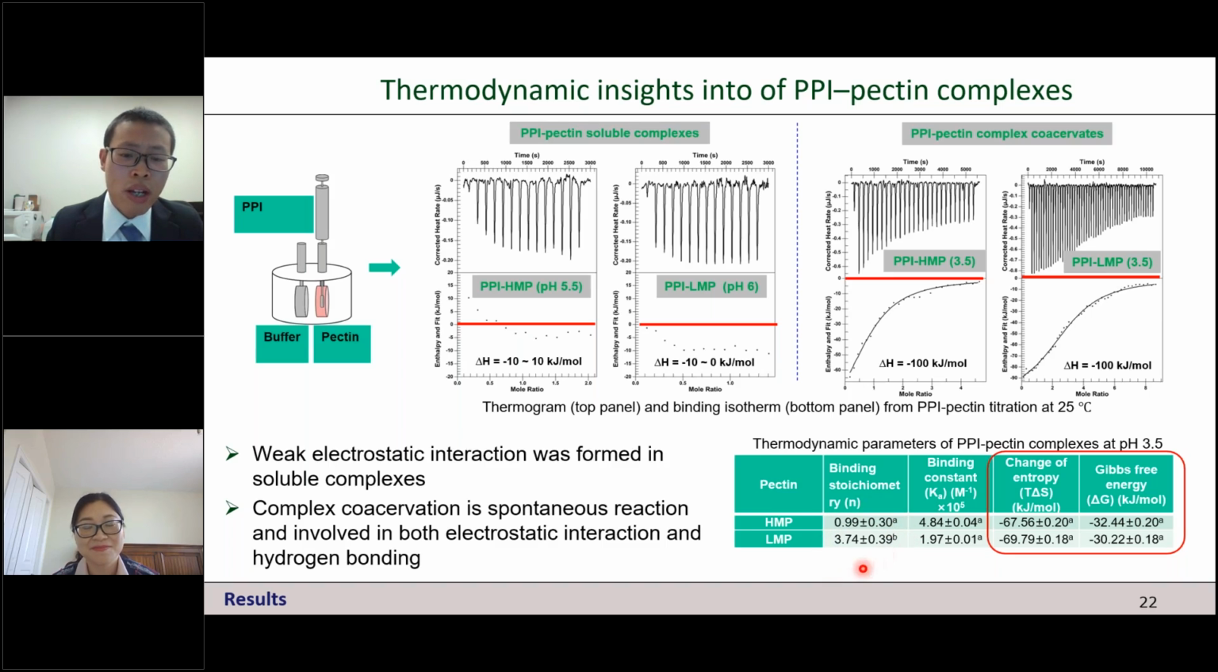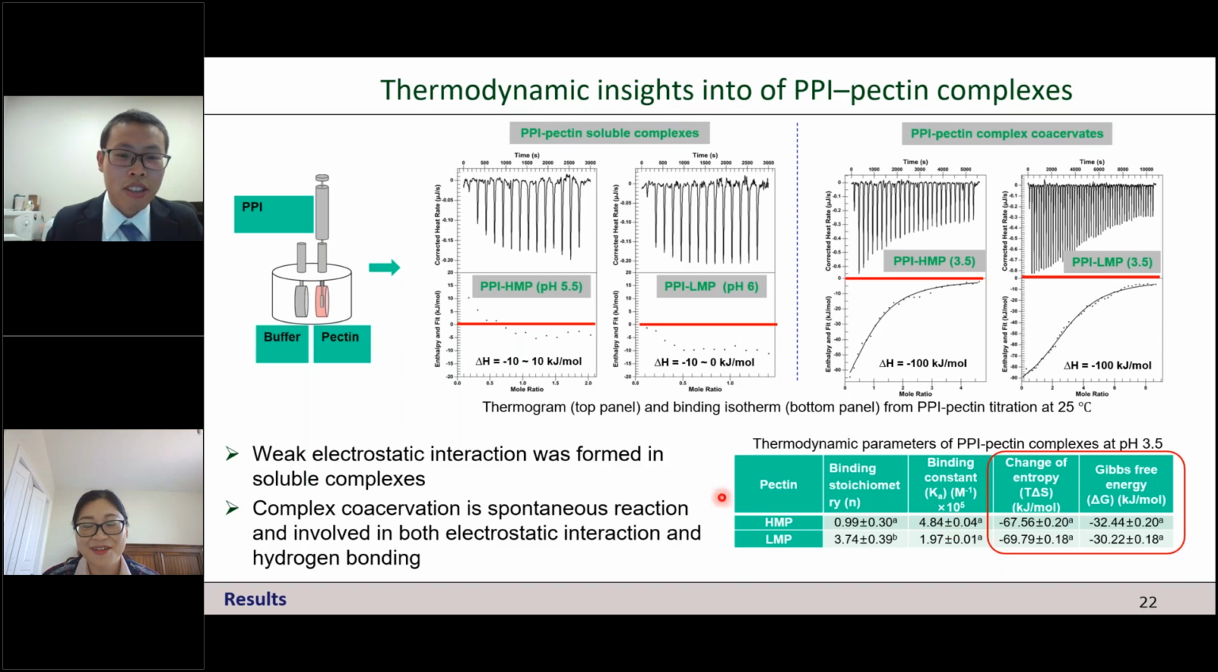So for this one, it's quite reasonable because the LMP has more unesterified carboxylic acid groups. So that's why this value is higher than HMP. As for the binding constant, yes, I agree with you. You mentioned the possibility that LMP should be stronger than HMP. But here, you'll see there is no significant difference between them. I suppose the reasonable explanation is the binding stoichiometry parameter. As long as that one is correct, it's fine to note no significant difference between the two pectins.